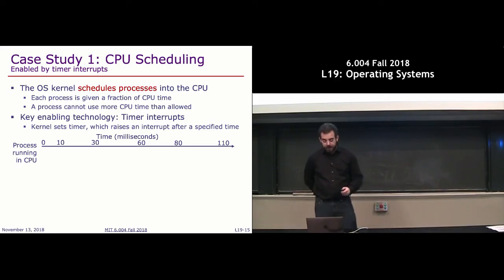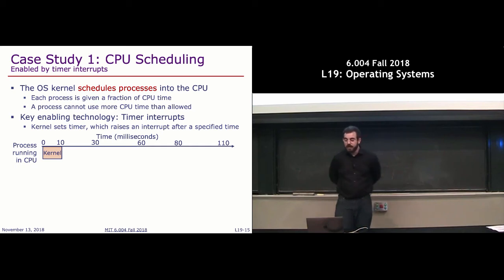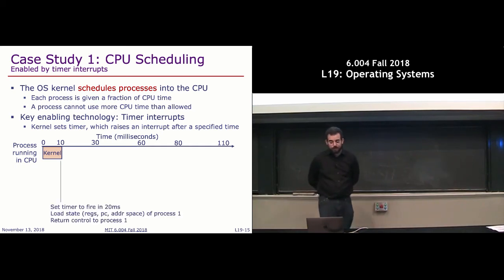Here you can see the time in milliseconds, and we have the process that's running on the CPU. Let's assume that in the beginning the kernel is running on the CPU, and now the kernel wants to give control to some process, right? It wants to schedule some process on the CPU. Let's say it wants to schedule process 1. Before it does that, it sets a timer. It says, in 20 milliseconds, please interrupt me. Then it loads the state of process 1 and gives control to process 1. So from time equals 10 milliseconds to 30 milliseconds, process 1 is happily running on the CPU.